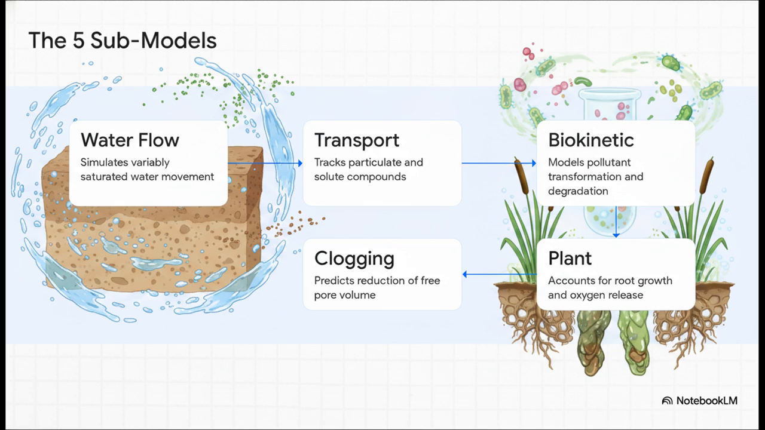must work in tandem. Step 1 is the water flow model, simulating how water moves, often dealing with complex, variably saturated flow. Step 2 is the transport model, tracking how particulate and solute compounds travel through the liquid and gaseous phases. Step 3 is the biokinetic model, which we'll look at closer in just a second. Step 4 is the plant model, accounting for root growth, water uptake, and the release of oxygen and organic substances. And finally, Step 5 is the clogging model. This predicts how bacterial growth and trapped particles might eventually reduce the pore volume and block the water flow over time. Basically, the whole shebang.